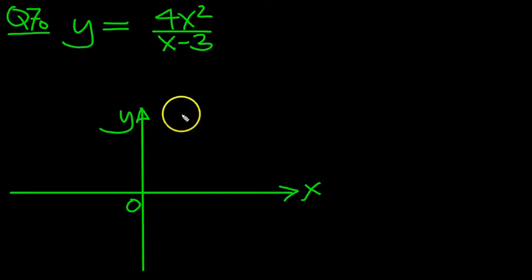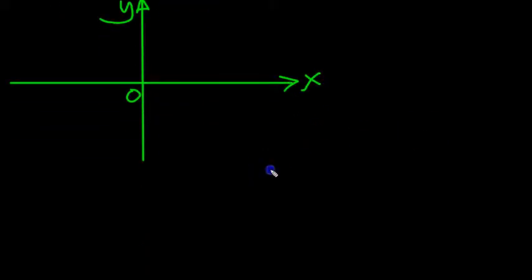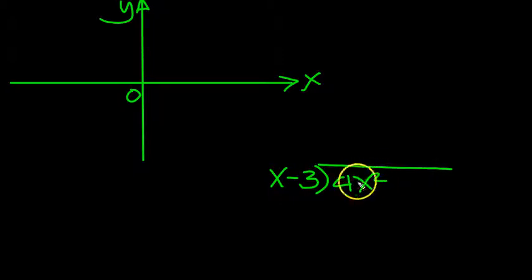y equals 4x squared over x minus 3. We better do the division, hadn't we? So I'll give myself some room here to do the division. 4x squared over x minus 3. So how many times does x minus 3 go into 4x squared? So let's have a look at that then.